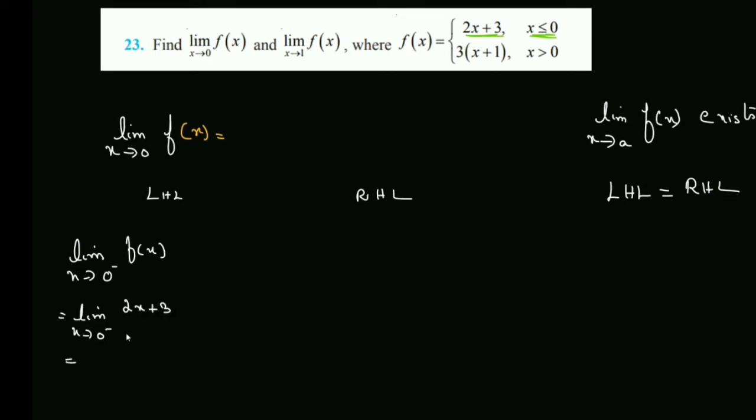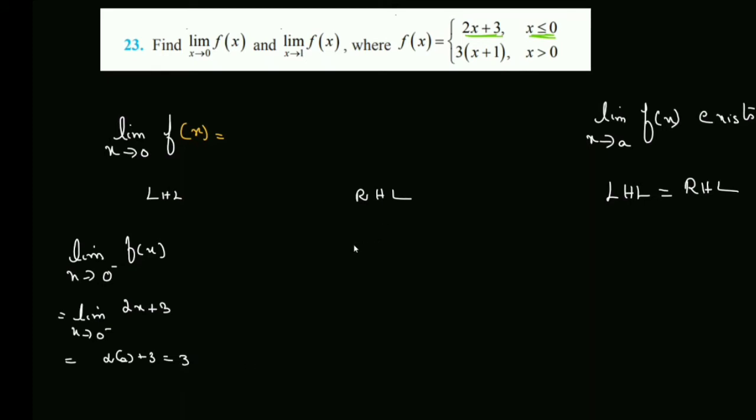So we can substitute here x as 0. As usual, it is 0 minus, which means left of 0. So just substitute. How do you find the limit? You just substitute x is equal to this value. If it is only in the indeterminate form, you go to the next step. So substitute x is equal to 0 here. So you get 2 into 0 plus 3, that is equal to 3.